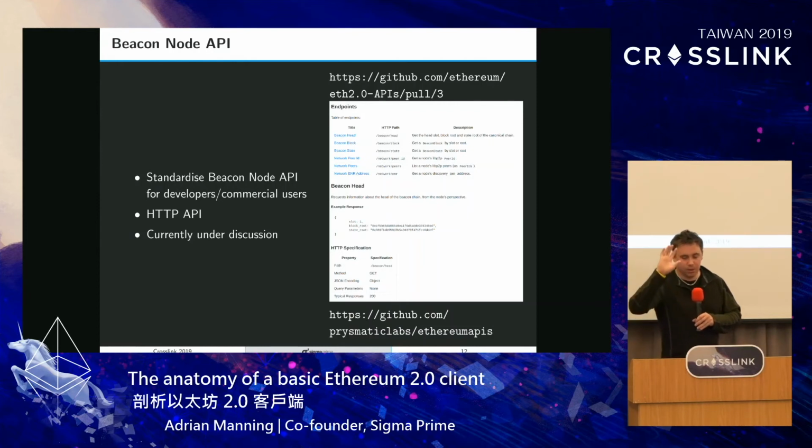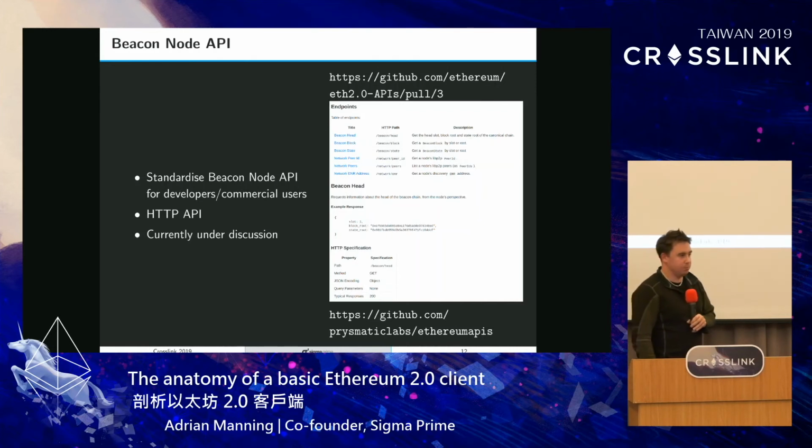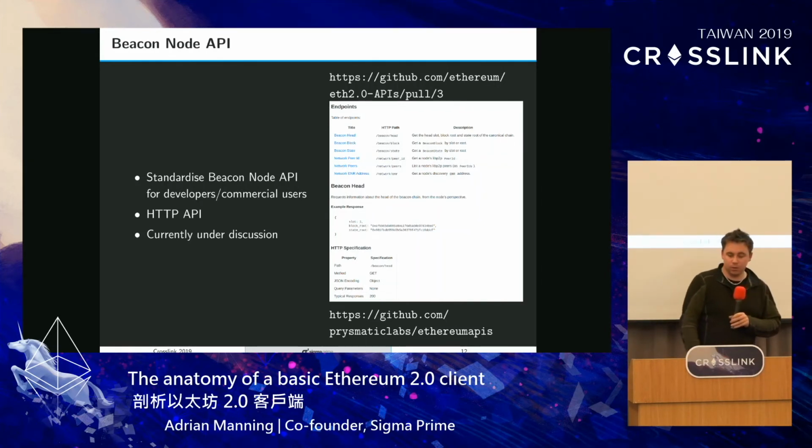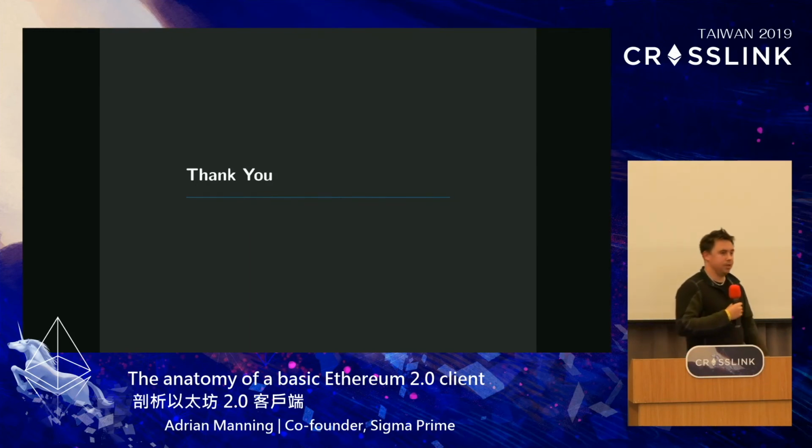There's a pull request for this rough HTTP API up on the top right there. Prismatic Labs also have a version as well. So we need to standardize the beacon node HTTP API. And that's it. That's hopefully an overview of some of the Ethereum 2 clients and what's being worked on. So thank you for your time.